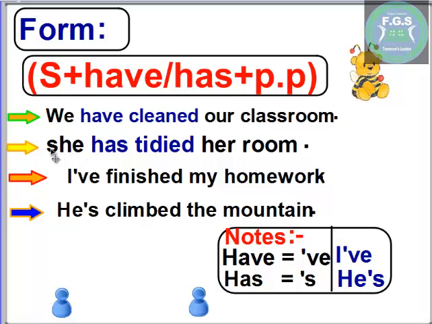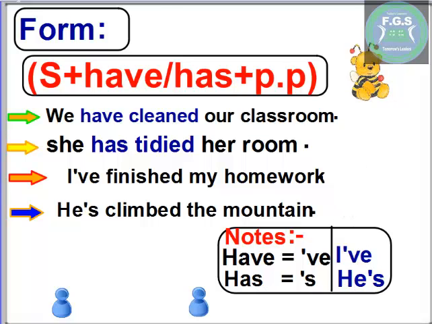The second example, she has tidied her room. Let's see the abbreviation. I've finished my homework. He's climbed the mountain. Here, please look at this carefully. Have, for example, in the abbreviation it will be I've. Has, it will be he's.